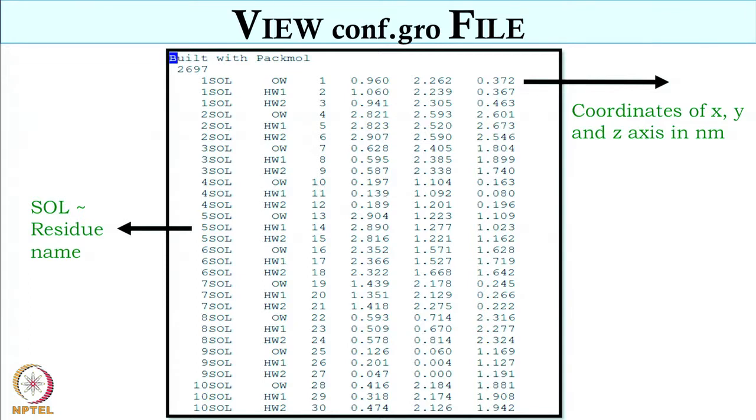No, the first column is the solvent residue name. So first you see there is one SOL, one SOL, one SOL. The first solvent is the first molecule, and it has 3 sites: one SOL, one SOL, one SOL. So 1, 2, 3 correspond to OW, HW1, HW2, the index numbers of the first water molecule. Then 4, 5, 6 are the index numbers of the second water molecule. So it goes this way.